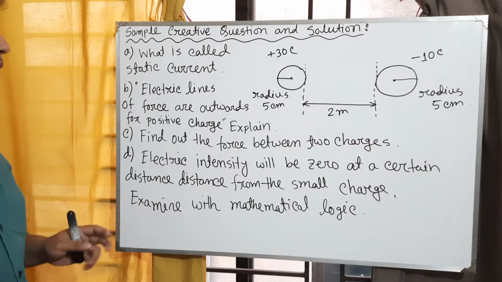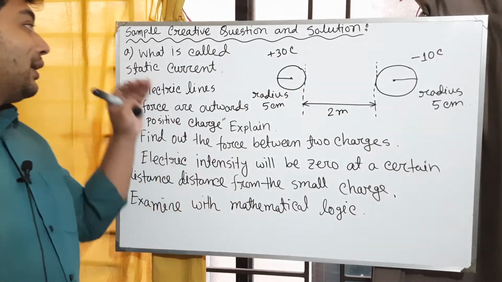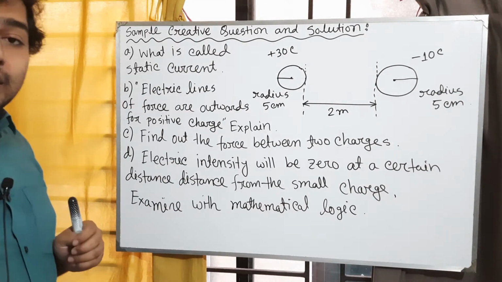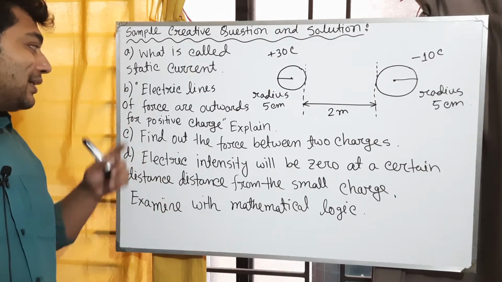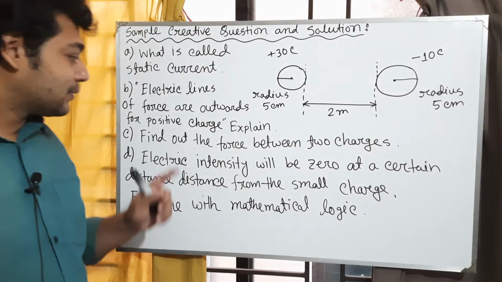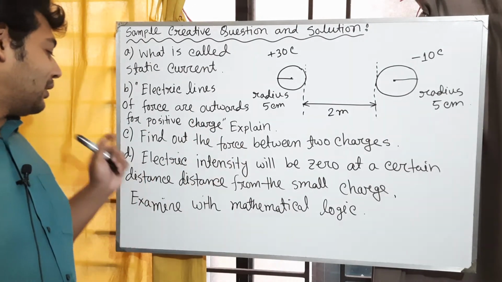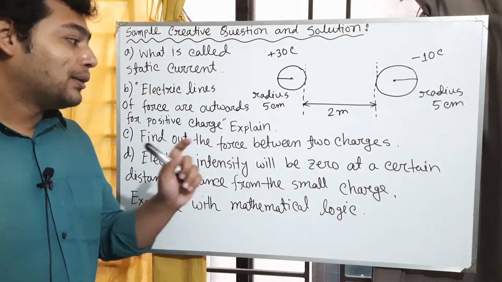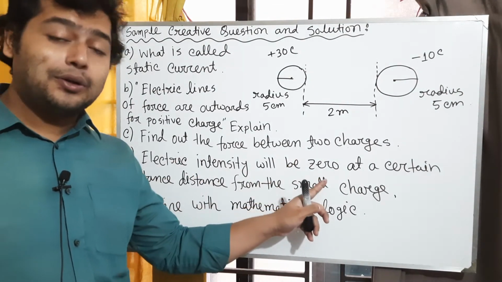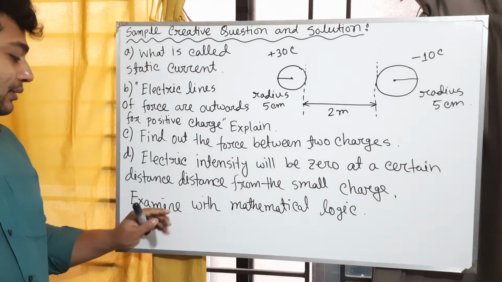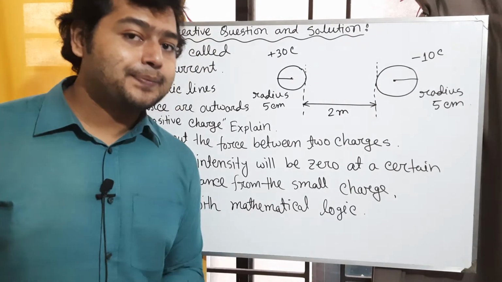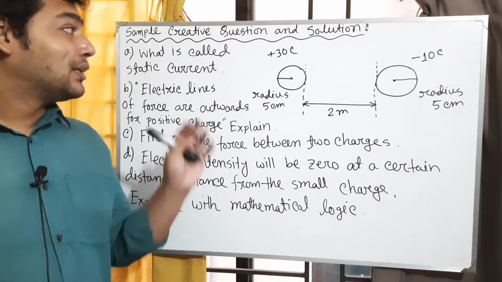So this is the stem of this creative question, and the questions are: Question A, what is called static current? Question B, electric lines of force are upward or outward for positive charge. Explain. Question C, find out the force between two charges. And question D, electric intensity will be 0 at a certain distance from the small charge. Examine with mathematical logic.